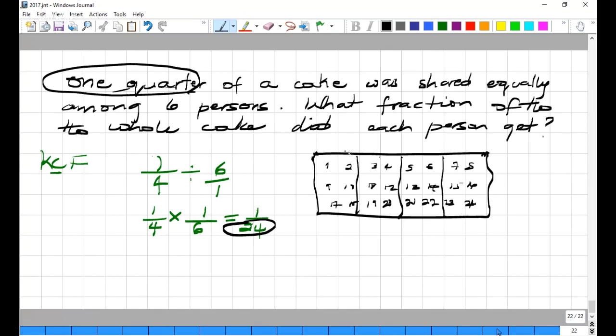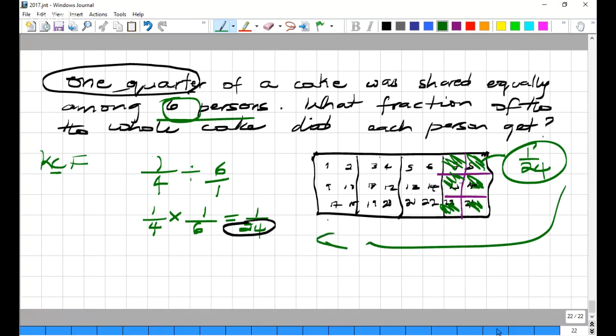A quarter. Look at a quarter of this. This is a quarter. We have 1, 2, 3, 4. Let us notice how many pieces are in the quarter. 1 piece, 2 pieces, 3 pieces, 4 pieces, 5, 6 pieces. You see the 6 here. So each person would get 1 piece of this, which is 1 out of what? 24.